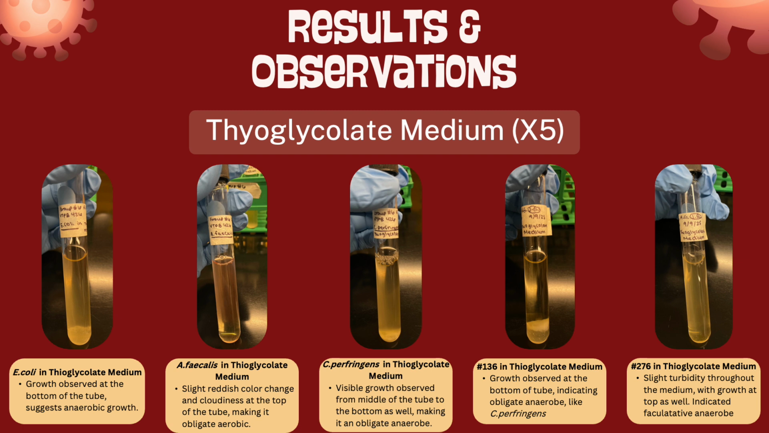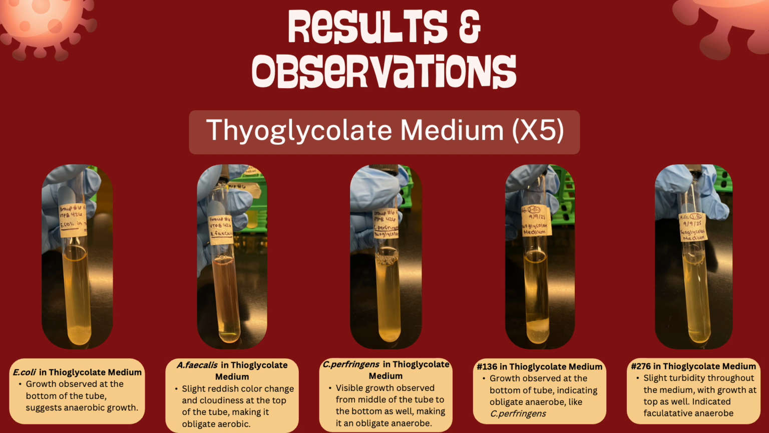The tube with A. faecalis did show a slight reddish color change and cloudiness at the top of the tube when put in front of lighting. A. faecalis normally grows in the presence of oxygen, making it an obligate aerobic organism, which was seen consistently in our results. C. perfringens showed visible growth observed in the middle of the tube with a small cloud of growth towards the bottom. C. perfringens grows best without oxygen, consistent with being an obligate anaerobic organism.